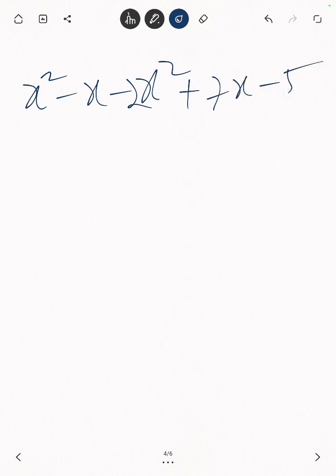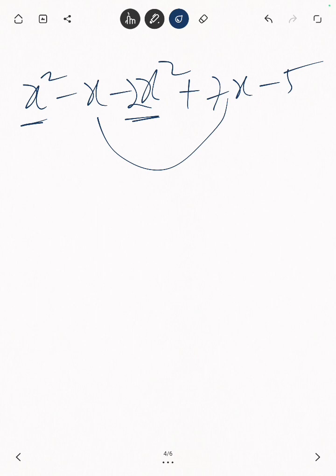Coming to the simplified form of an algebraic expression, an expression containing only unlike terms is called simplified form. Let us take an example: x square minus 2x square plus 7x minus 5. In this expression, we have like terms here, right? These two are like and these two are like. This is not called simplified form.